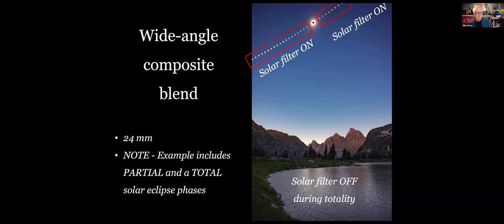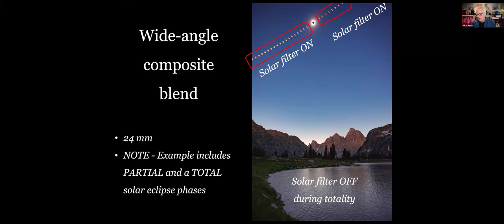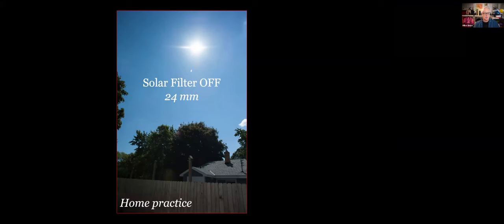Specifically, the way to begin to think about this is a combination of a bunch of different images, I guess 20 or so. The images of the partial phases are shot with the solar filter on. And the totality shot with the foreground is with the filters off. And then I put the filter back on for the remaining phases. So if you remember, this is what everything looks like with the solar filter off. This is what it looks like with the solar filter on.